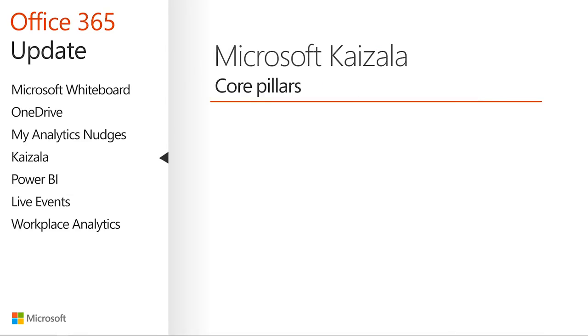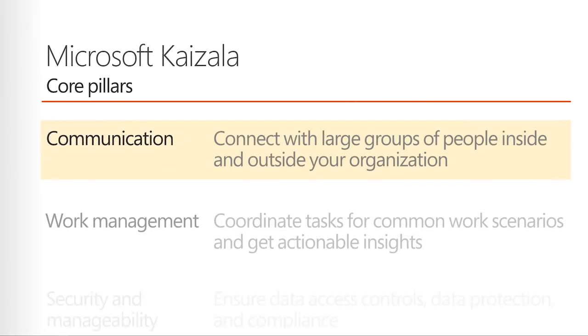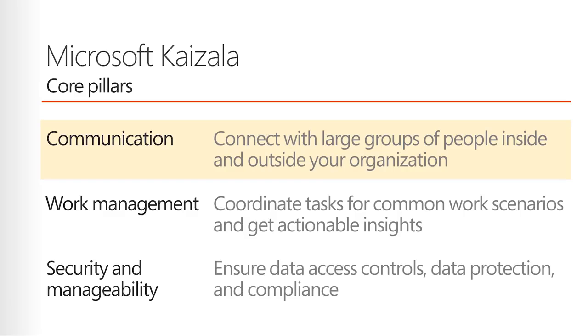The Kaizala team built the app on 3 core pillars. The first is communication. It makes it easy to connect with large groups of people, both inside and outside the organization. The second pillar is work management. Kaizala simplifies the coordination of tasks for common work scenarios and provides insights through advanced reporting.